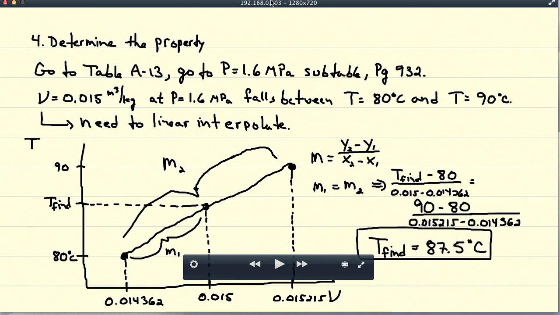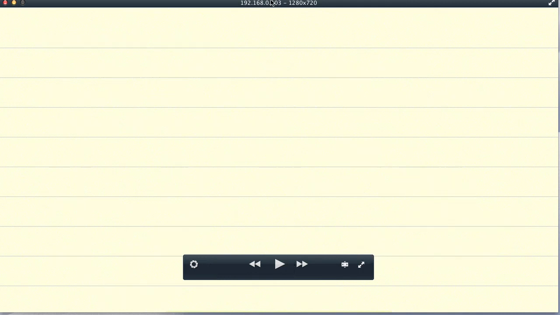Okay, let's then go on to our next example. If you recall, the second example that we were going to do now has us looking at not only a different substance, we're looking at water in this case, but we're also looking at the saturation region, so water in the two-phase region.